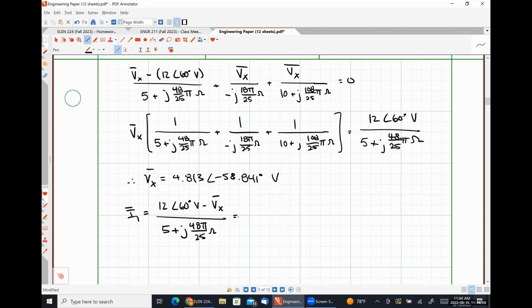Let's throw that in my calculator real quick. So let me store that previous answer as Z. So 12 Z divided by 5 plus 48 pi over 25. With an angle of 26.06 amps.